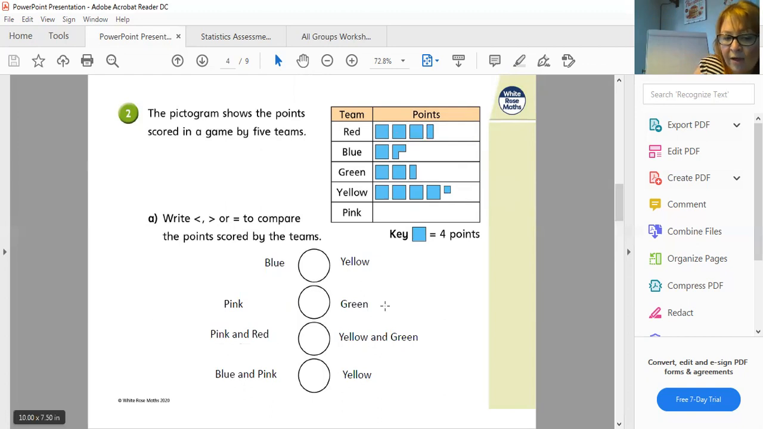And then when I move down here, it says use less than, greater than, or equals to compare the points scored by the teams. So once you've worked out how many they've got, you can fill them in. All right. Now pink hasn't got any, has it? So bear that in mind, it's a 0.